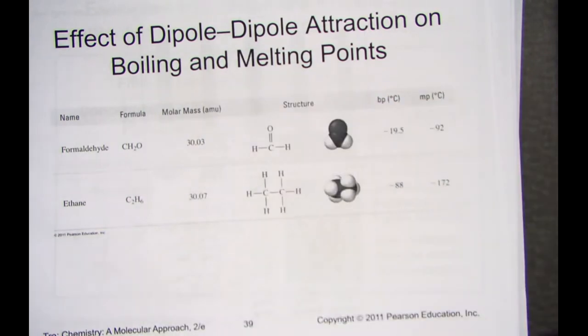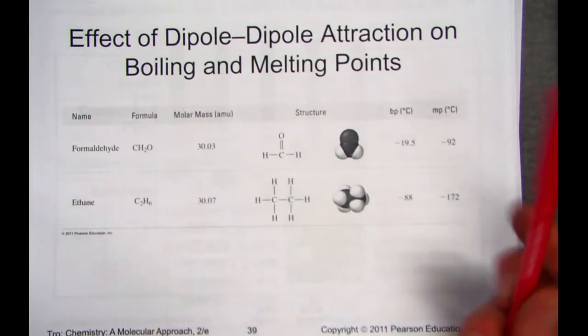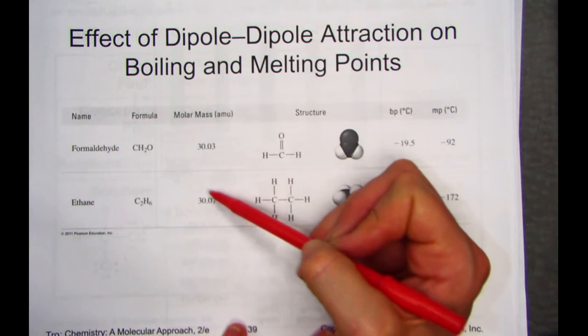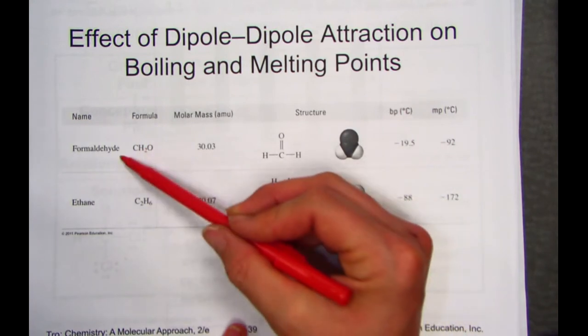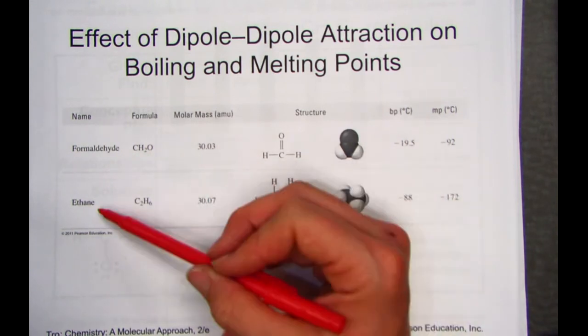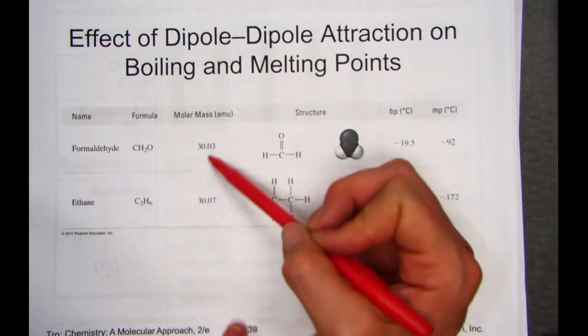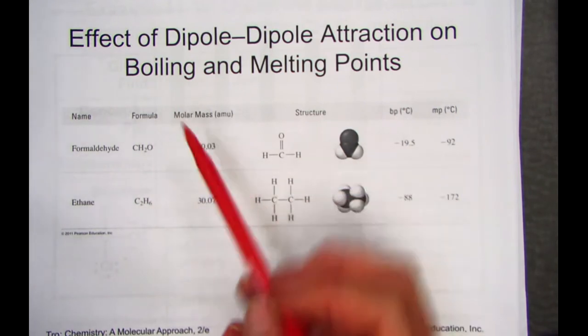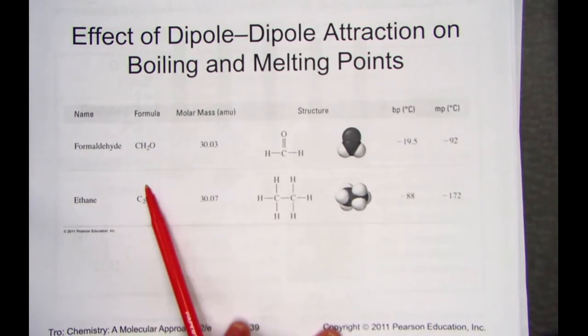The effect of dipole-dipole attractions on boiling and melting points. Thinking about a structure, CH2O, with very equivalent molar masses. CH2O is formaldehyde. We used to use it as a preservative in biology class. Its molar mass is 30.03. Ethane is C2H6, with a molar mass pretty close to the same, 30.07. Based on the formula weight alone, I wouldn't be able to predict which boiling point would be higher or lower.